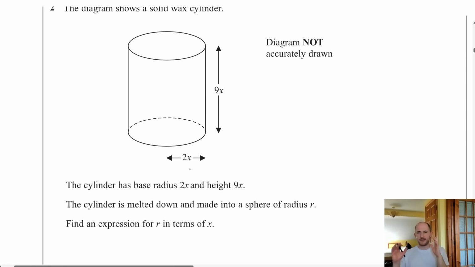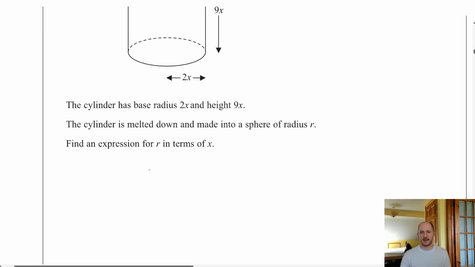Okay, so when I think about melting something down, I'm thinking of its volume, right? Because this lump of wax has a certain volume. When I melt it down and make it into a sphere, it should have the same volume. In the same way that if I get a sheet of paper, it has a volume, I scrunch it up into a ball, that ball has the same volume as the original sheet of paper because it's the same amount of paper. So, in other words, this question is saying that the volume of the cylinder is equal to the volume of the sphere.